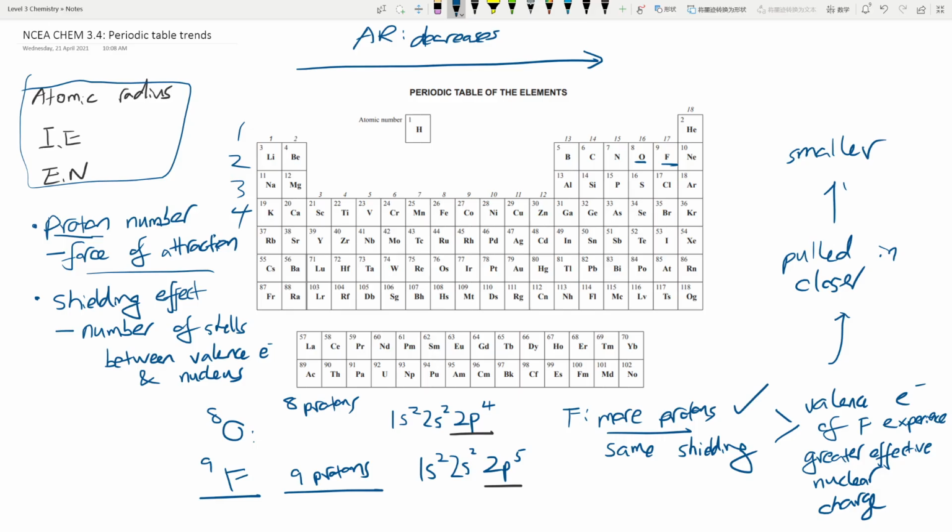Now I'll talk about ionic radius a bit later, but I spent a lot of time doing across, so let's just quickly talk about going down. If we're going down, the atomic radius increases. I'm not going to write this whole chart again, but again you need to consider proton number and shielding effect.